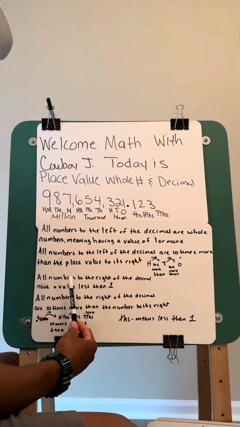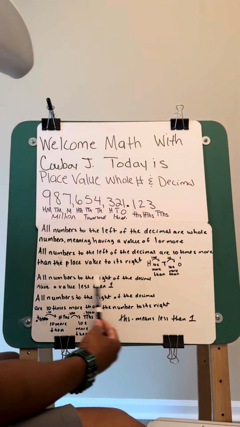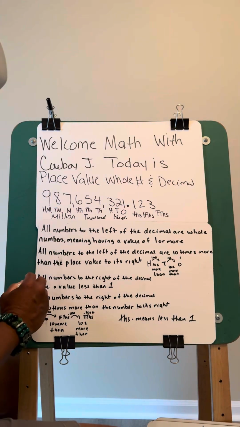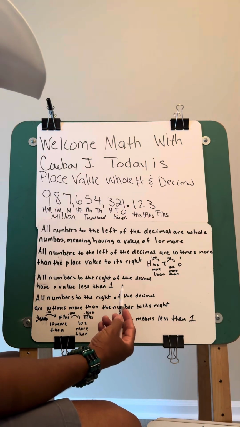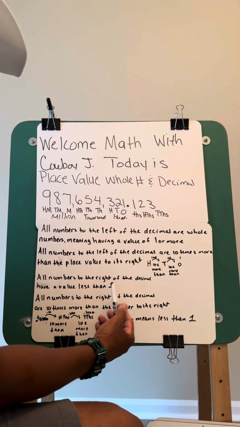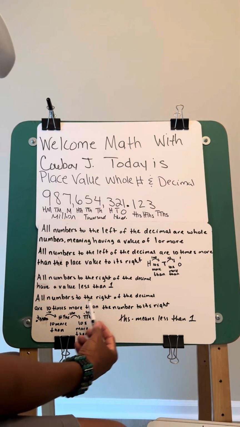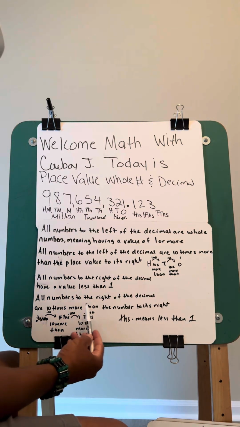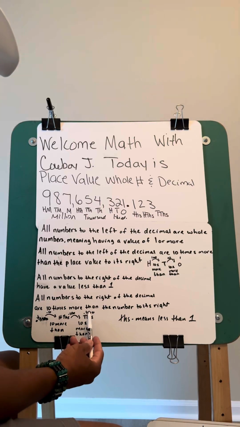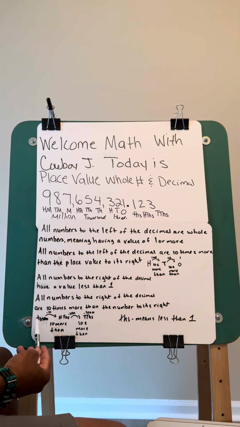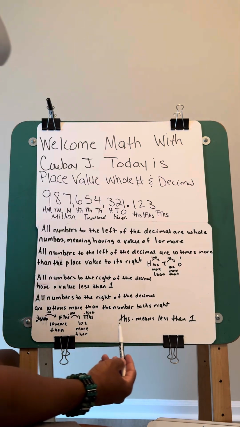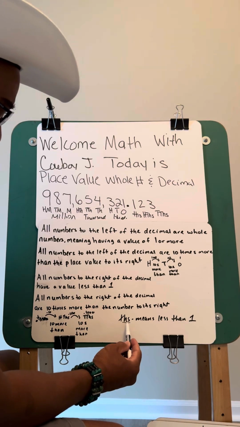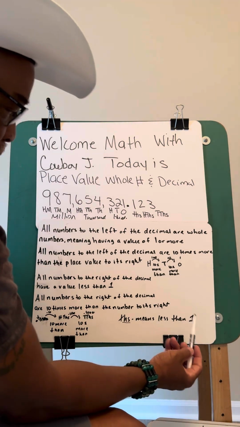All numbers that are to the right of the decimal have a value of less than 1. So think of it like your change, your dimes, your pennies, your nickels. When you add it up, it doesn't reach a 1, it has a value less than 1, it's a decimal. All numbers to the right of the decimal are 10 times more than the number to their right. So tenths is 10 times more than hundredths, and hundredths is 10 times more than thousandths. So any word ending in "ths" means less than 1.